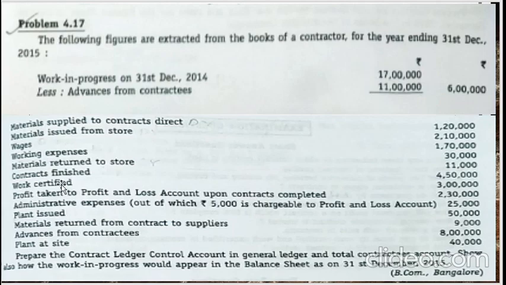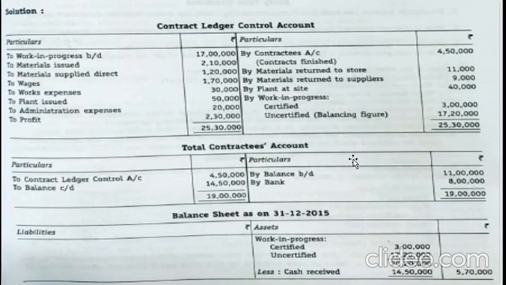Any advances from the contractee? Yes. Advances from contractees 8 lakh has been received this year, so by bank 8 lakh. The total will give you 19 lakh. Out of this 19 lakh, as the contract price for this year, the contractee has given 4,50,000. So out of 19 lakh, 4,50,000 is given, and the balance is 14,50,000, which will be closed, or which the contractee is overall liable to pay. So the balance carried down is 14,50,000.